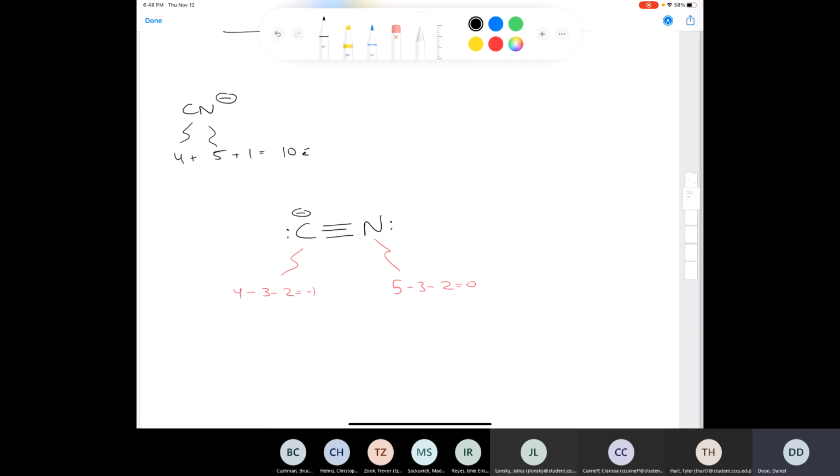Now, you might be wondering, hey, Mr. Dion, your negative charge is on the less electronegative element in this Lewis structure, which is perfectly fine. But what you'd see is if you try to manipulate this so that you have the negative charge on the nitrogen, your carbon will become electron deficient, meaning it will not have a complete octet.